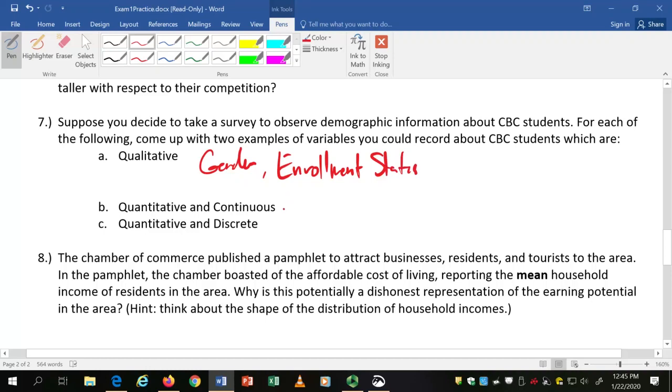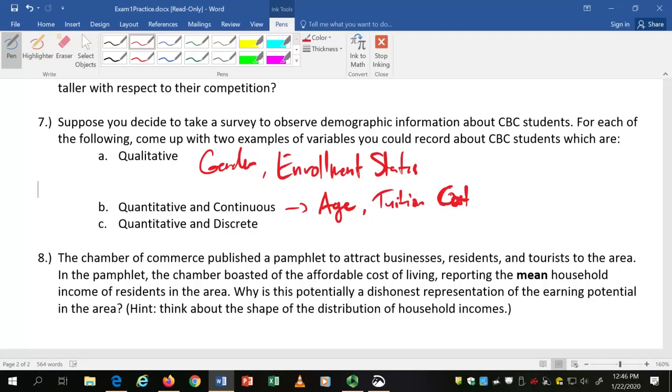Quantitative continuous: what types of things are continuous? Age. Yeah, things like age, anything that measures time. So we would typically consider age continuous. How much they paid, like tuition. Anything that can be fractioned, right? Yeah, more or less, or anything that we round to decimals. Money, time, weight, things like that. So tuition costs, you could give me all sorts of examples. There's no right or wrong answer here, they just have to be the right type.